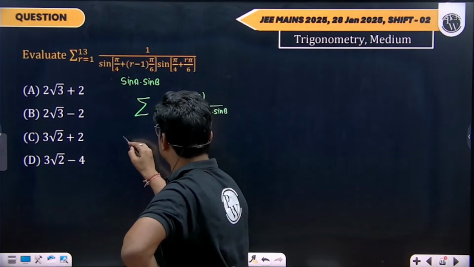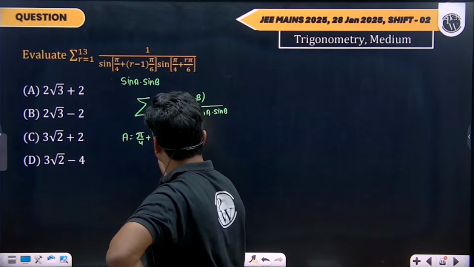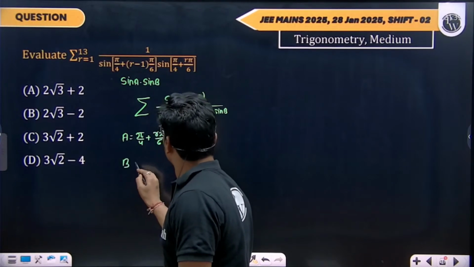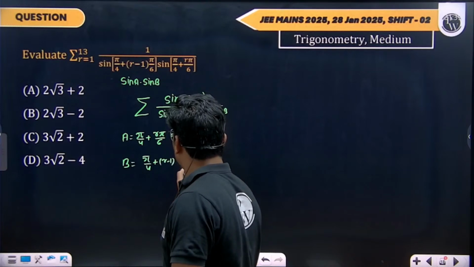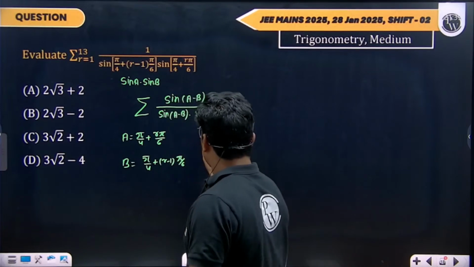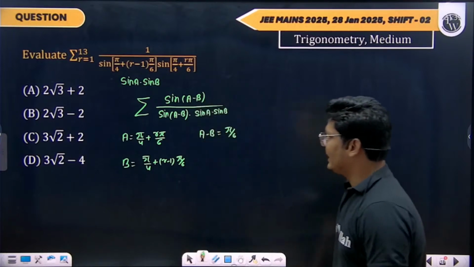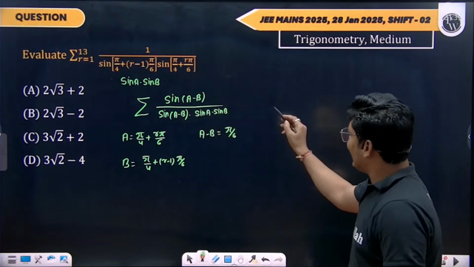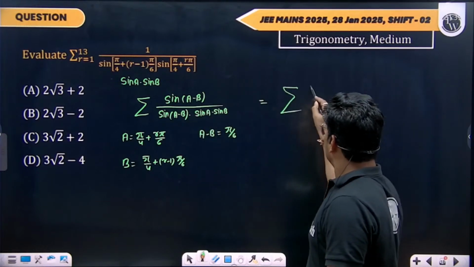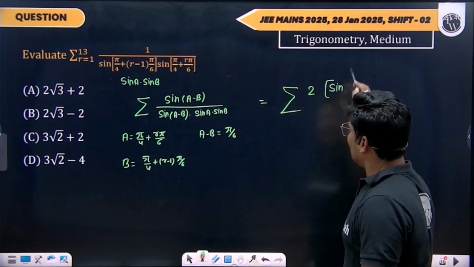Now A is pi by 4 plus r pi by 6, and B is pi by 4 plus r minus 1 times pi by 6. If I subtract both the values, we will get the constant value pi by 6. Now sin pi by 6 will be 1 by 2, so that will become 2. Now we will use the sin C minus sin D formula.